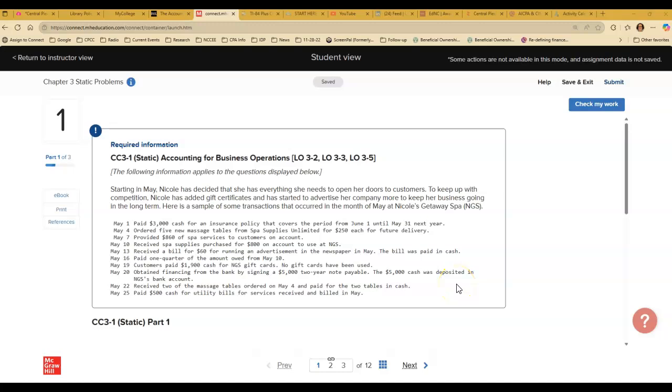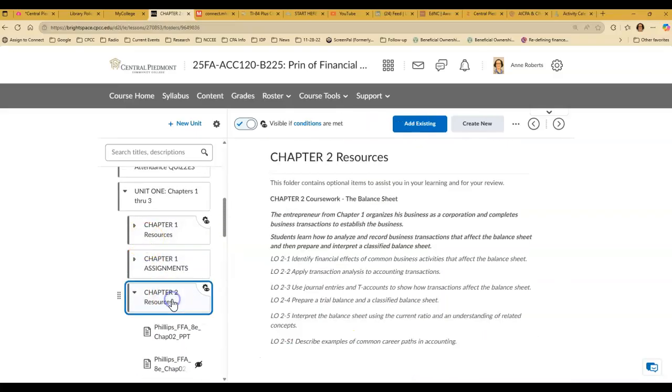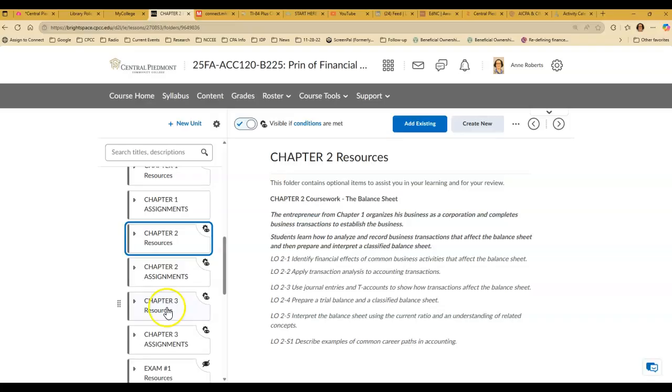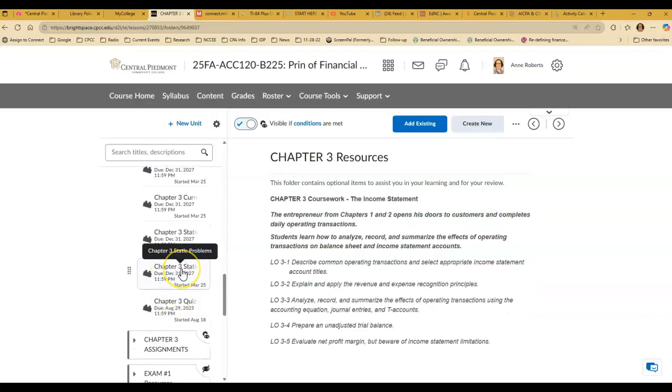All right, so I'm on Chapter 3, Static Problems. So remember where you get to this is if you come over here to Brightspace and you're under Chapter 3, Resources, okay? We're going to come all the way down here to the bottom. Here is the Static Problems. That's where you're going to click to get to this.